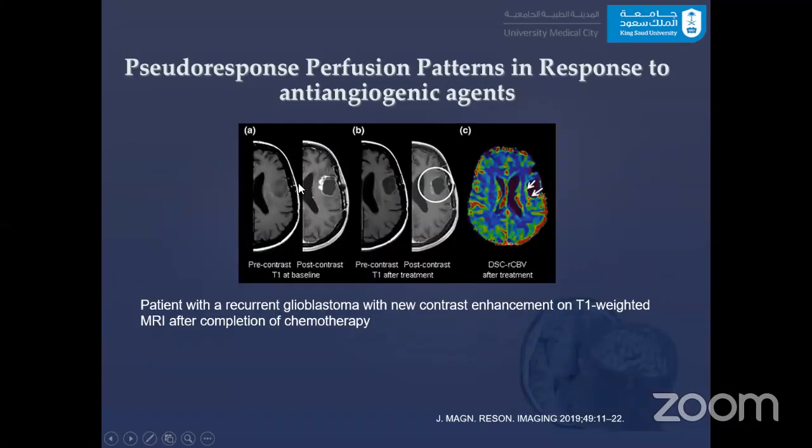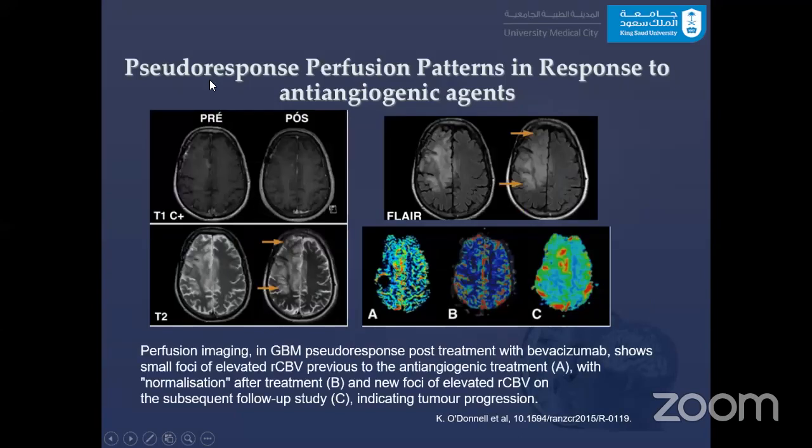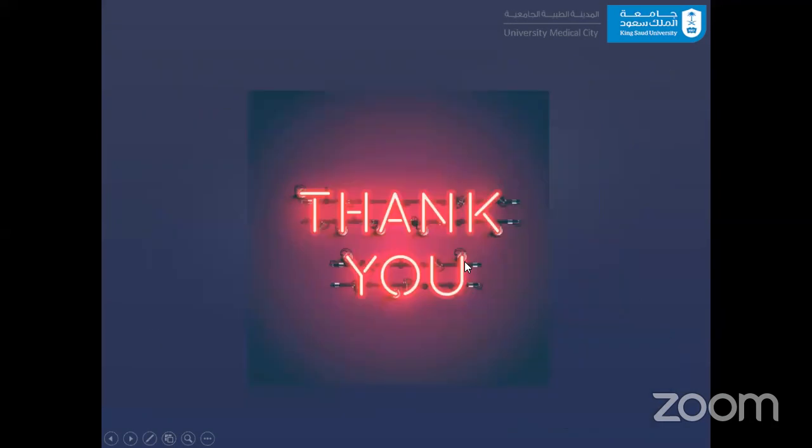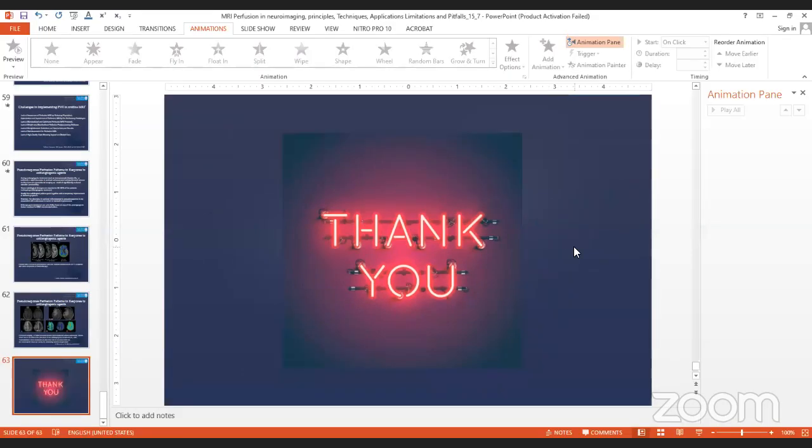This is an example: you can see the pre-contrast, and this is after treatment. As you see, the perfusion can seem better than even the contrast, but this is not the real case. Actually, if the patient was not on Avastin, for example, it would show more exaggerated perfusion. So that's an example of another type of response to the agents. Thank you so much for your time, and I'm sorry if I exceeded my time, but the topic was really too long.